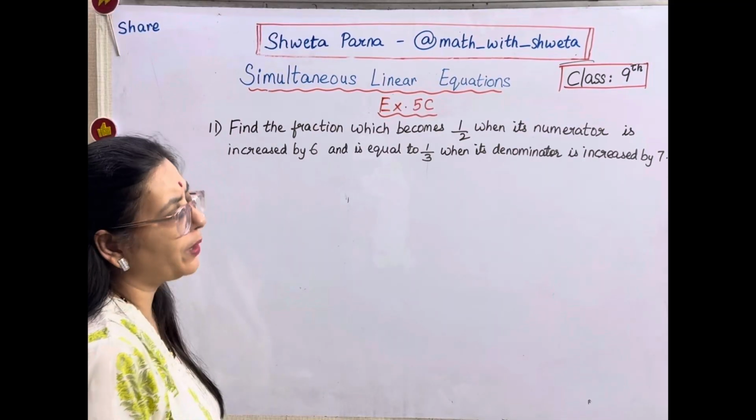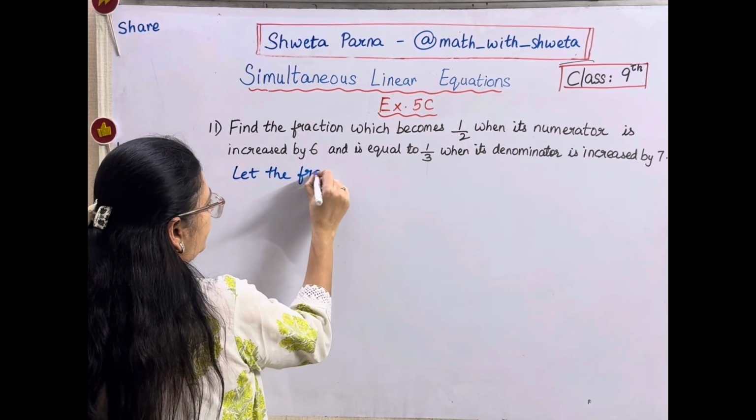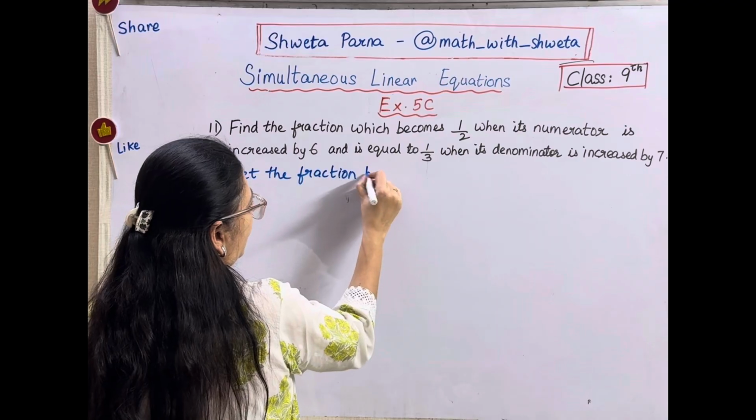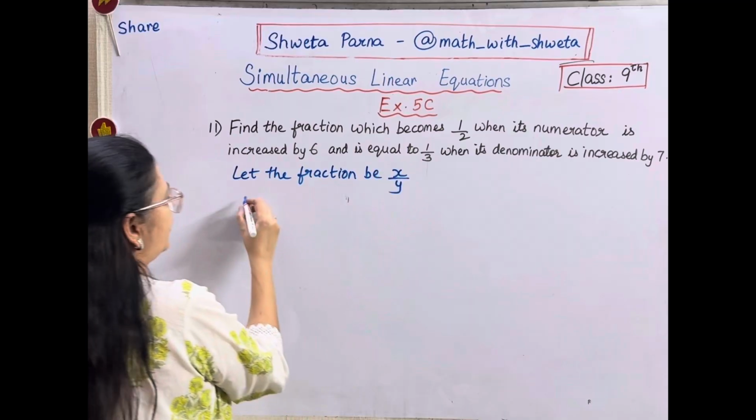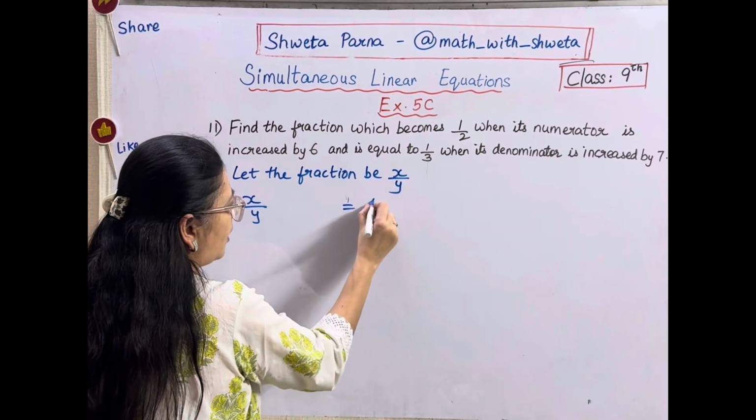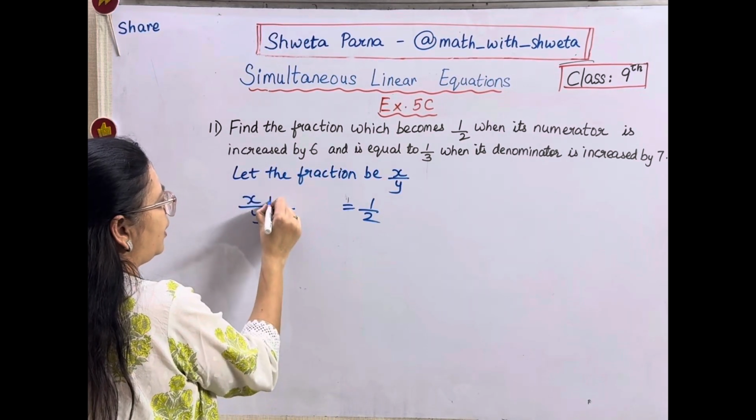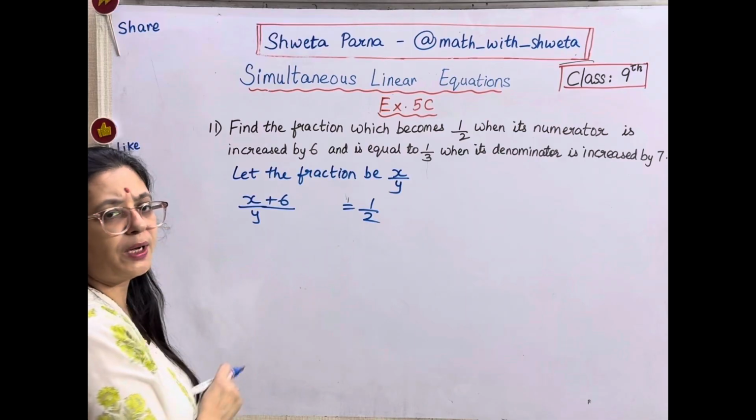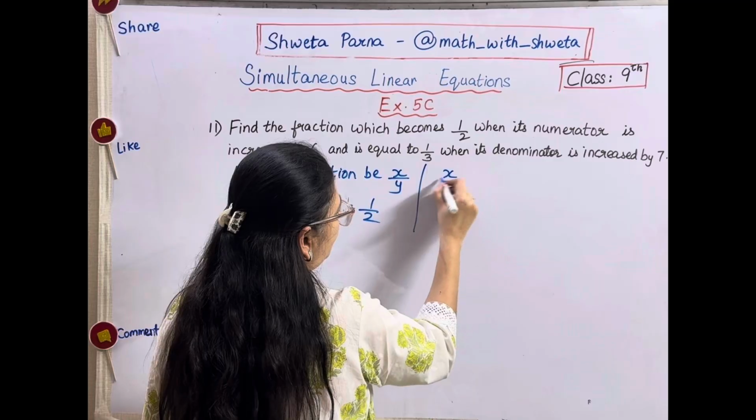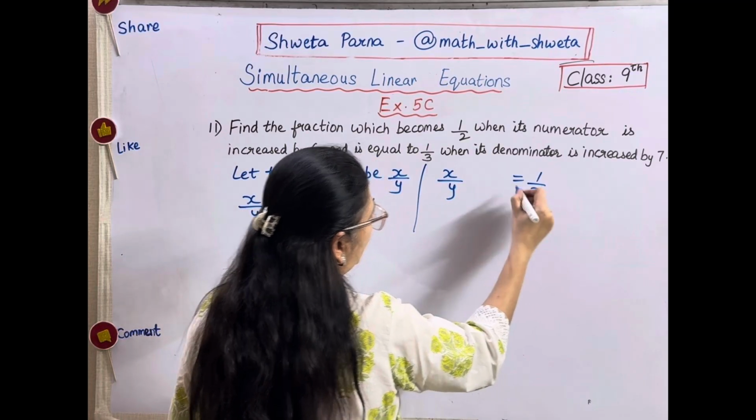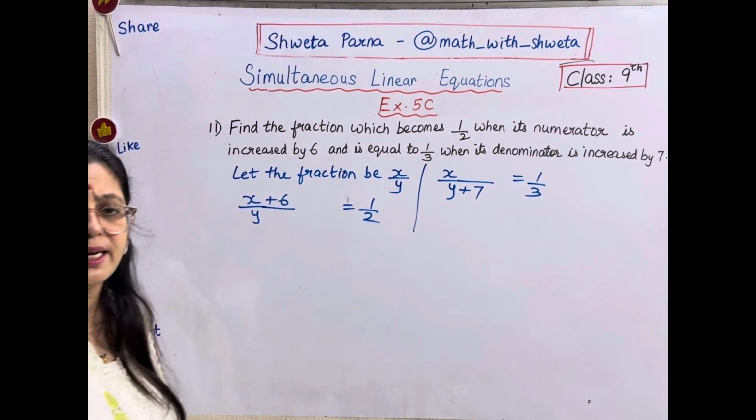Come on. Let's read question number 11. Find the fraction which becomes 1 by 2. So you'll assume, let the fraction be x upon y. Now, this fraction becomes half when its numerator is increased by 6. So you increase the numerator by 6, then it will become half. Next one, it is equal to 1 by 3. This fraction is equal to 1 by 3 when its denominator is increased by 7. When you increase the denominator by 7.